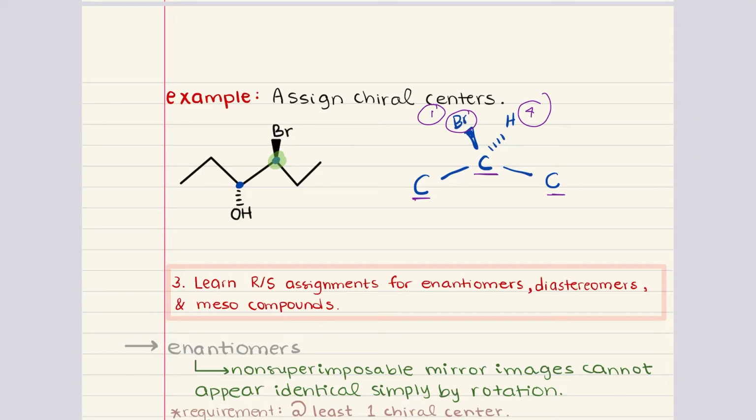Well, this leads us into step 3. If 2 atoms are the same, move outward 1 bond at a time until a difference is found. This carbon on the right side is bonded to another carbon and 2 hydrogens. And the carbon on the left is bonded to an oxygen, another carbon, and a hydrogen. And from here, it becomes really easy to assign priority 2 and 3, because oxygen has a higher atomic number than carbon. So the carbon on the left side gets priority 2, and the carbon on the right side gets priority 3.